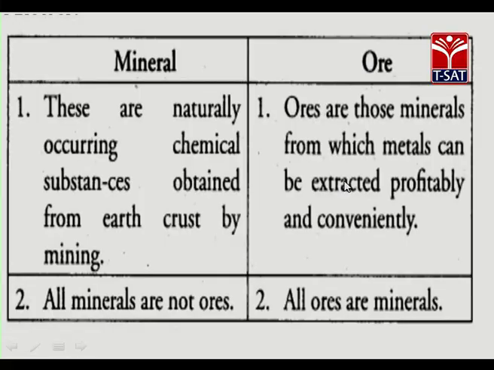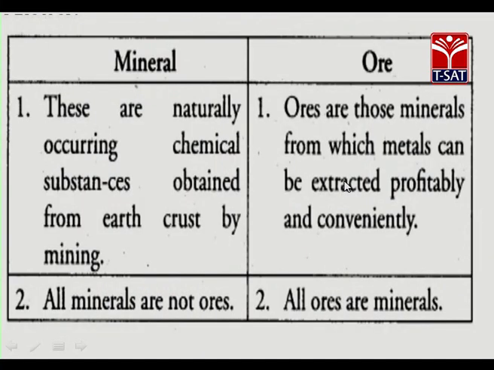So, let us see some more differences between minerals and ores. Minerals are naturally occurring chemical substances. As I told you, minerals are nothing but the combination of metals and non-metals, metal along with some other impurities. What are ores? Ores are also minerals, but from the ores you can extract metals profitably and conveniently. So, all minerals are not ores, but all ores are minerals. Remember this, children.